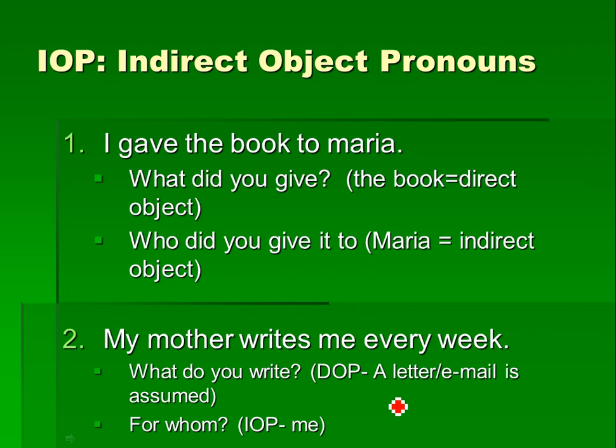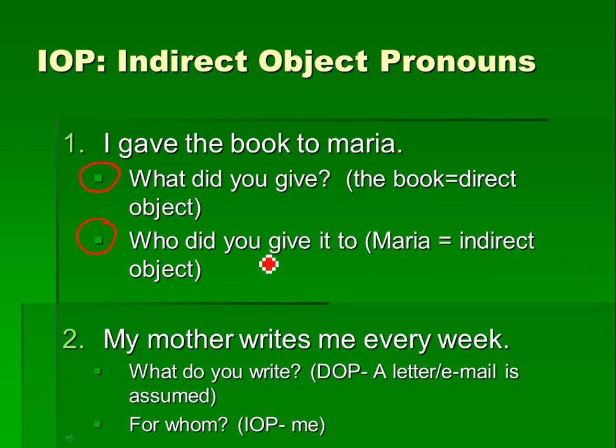If I have another sentence, I gave the book to Maria. What did you give? The book. So the book is your direct object. And then who did you give it to, or for whom is the book? Maria. So she's your indirect object. So another way to look at indirect is you have to take two steps or ask two questions in order to get to indirect. So directly is one question, what did you give? Indirectly, who did you give it to?